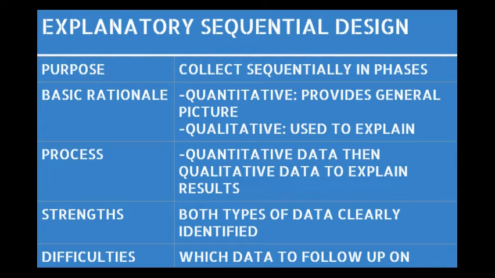A researcher would first collect the quantitative data and use this as the information for the majority of the data. Researchers then do a secondary qualitative data collection to refine and explain the results from the quantitative data they first completed. The strengths of this type of research include clearly defining the different types of research separately. The difficulties, however, are that the researcher needs to determine what aspect of quantitative results they're going to follow up with on their qualitative data.